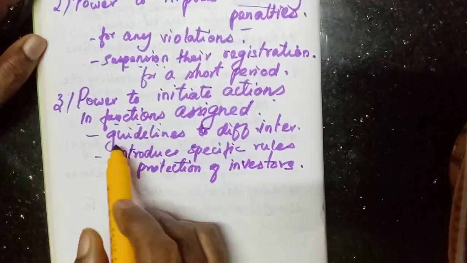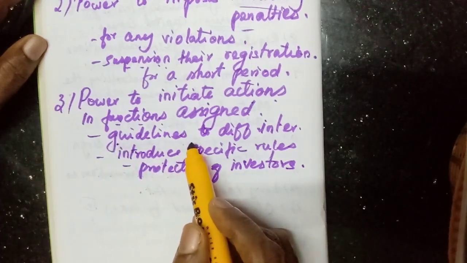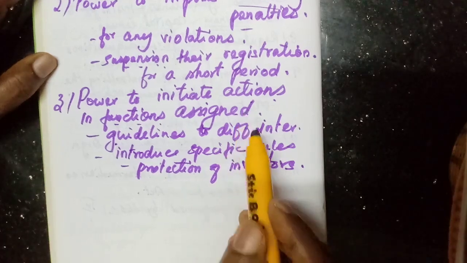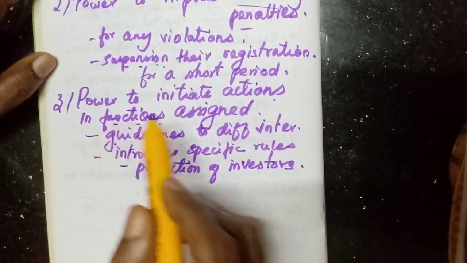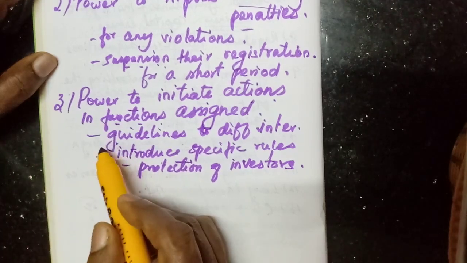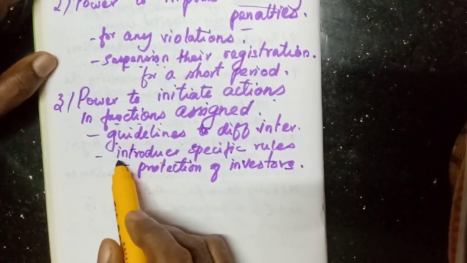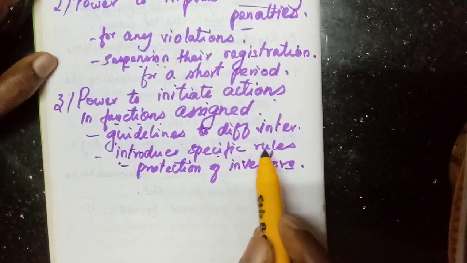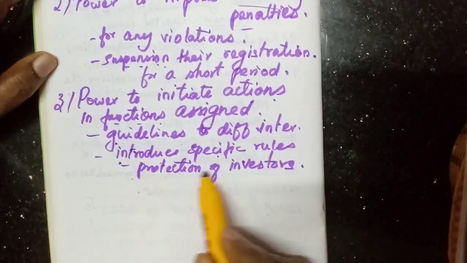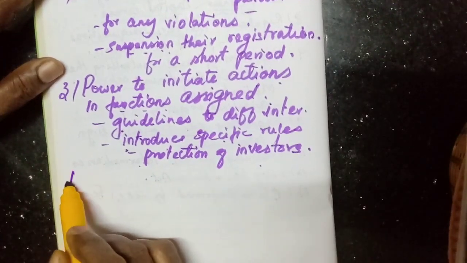Okay, all these are the functions we have studied, isn't it? To provide guidelines for different intermediaries and the stock exchanges, that it can start doing. In the functions it is only mentioned, but it can start that action. And also it can introduce some separate rules in order to protect the investors. Investors means all the people, those who buy and sell the shares in the stock exchanges.